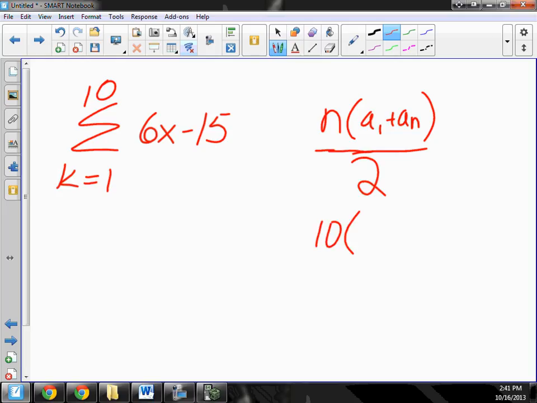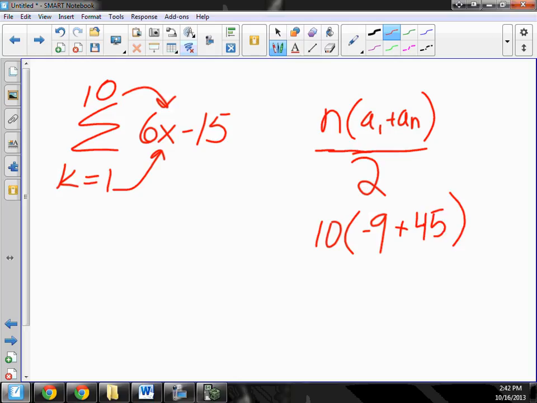Do I know a sub 1? I don't know it yet, but I can figure it out. I just plug in 1. So 6 times 1 is 6, minus 15 is negative 9, plus... Okay, and then we plug in 10, 60 minus 15, 45.